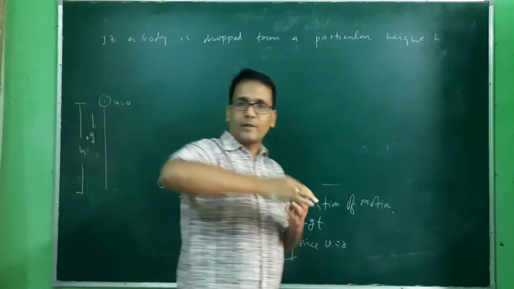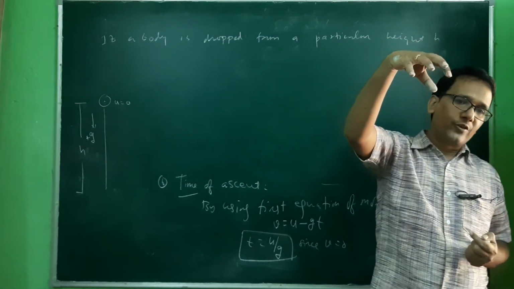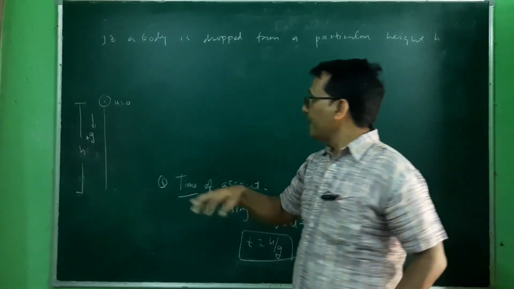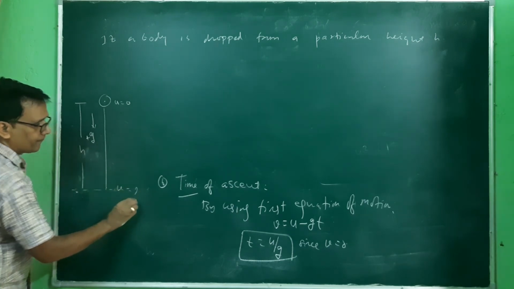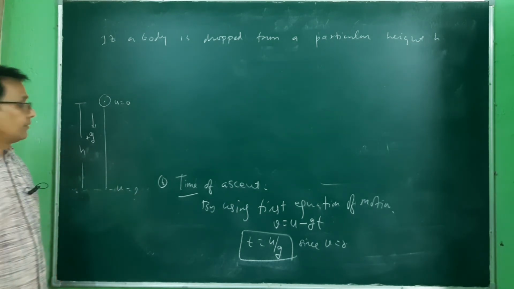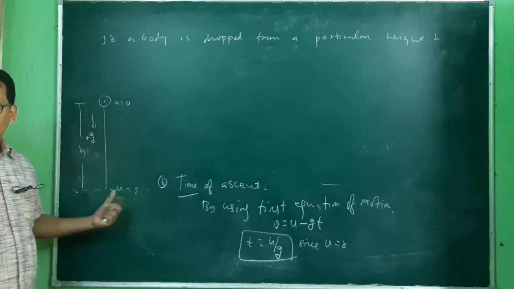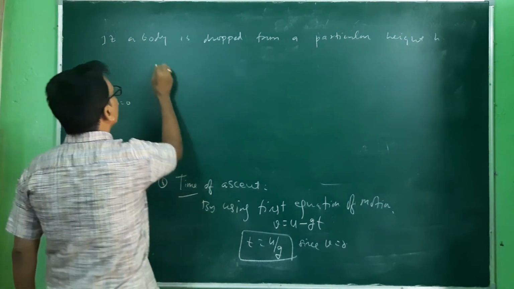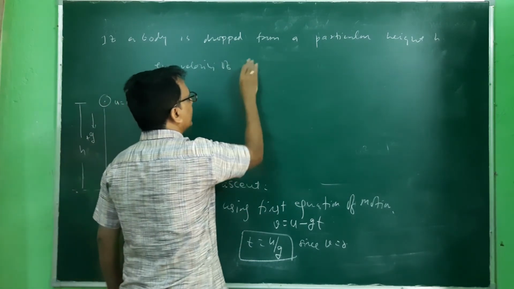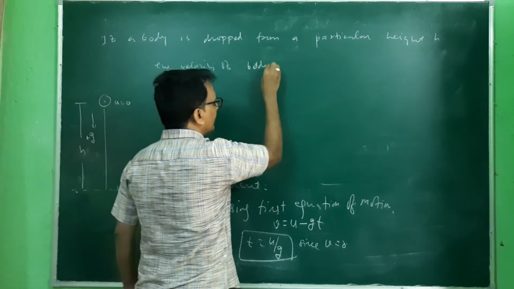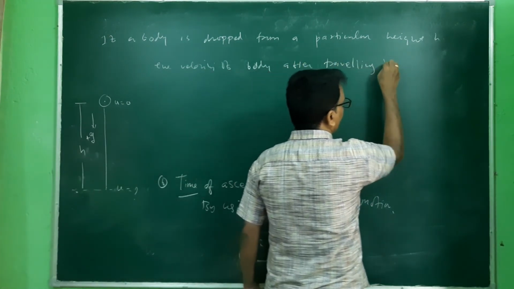Someone is standing on a roof, and standing on the roof is dropping a ball down from there. So just dropped means that the initial velocity is 0. So that initial velocity u is 0. So after crossing this height H, we can calculate this v. We can also calculate the time, but we can calculate this v. So this is the velocity of the ball or that body after traveling H.